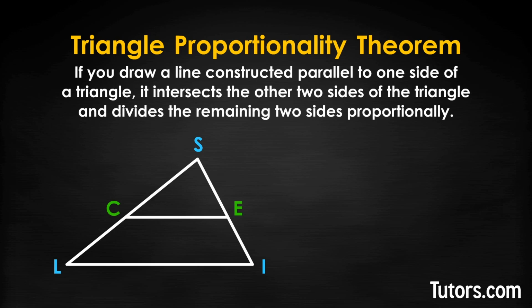Any way you slice it, triangle SCE and triangle SLI are proportional to each other. Also, side SL has been divided into two segments, SC and CL, that are proportional to the two segments side SI is divided into, SE and EI. The Triangle Proportionality Theorem is your assurance these conclusions are true. You can write ratios to show these proportions like this.